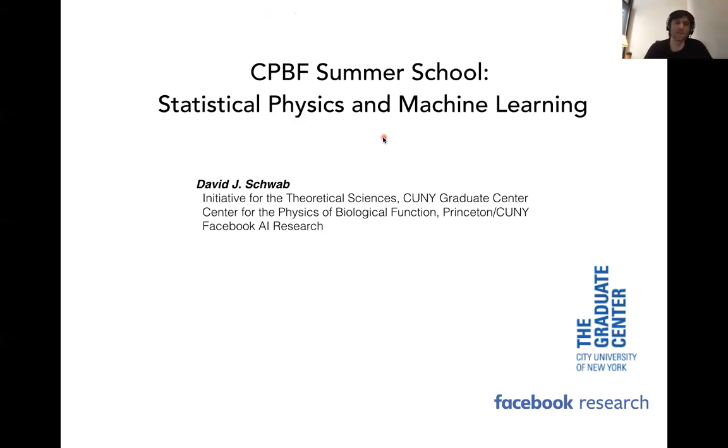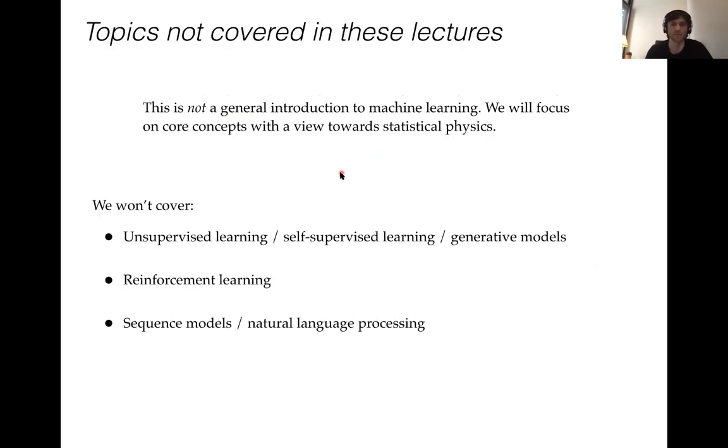My name is David, and I'm a professor at the Initiative for the Theoretical Sciences at the CUNY Graduate Center and part of the CPBF, which is joint between Princeton and CUNY. And I'll be telling you today about a topic that's a bit different in flavor than what you've heard about for most of the school, and that's focusing on the statistical physics of machine learning.